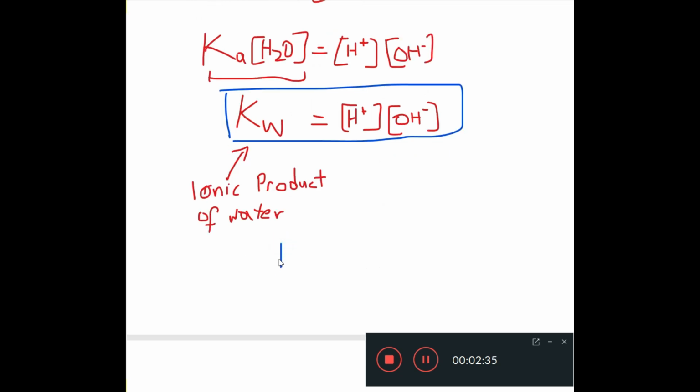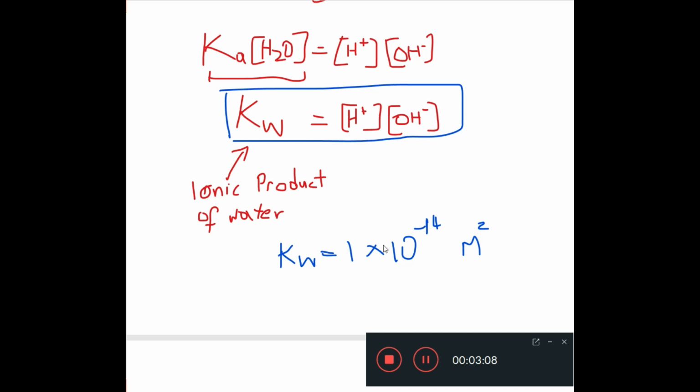Now Kw has actually been determined and its value is 1 times 10 to the minus 14 mole per dm cube all squared, which means mole squared dm to the minus 6 or capital M squared at 25 degrees Celsius. So this value will remain 1 times 10 to the minus 14 at 25 degrees Celsius.